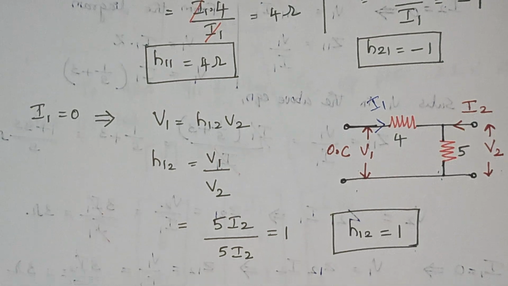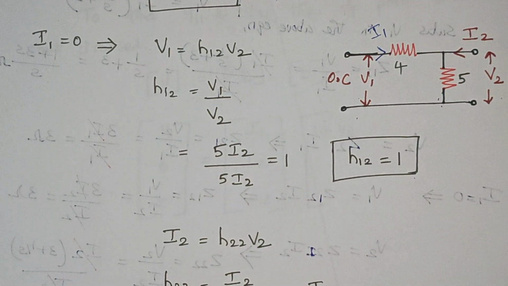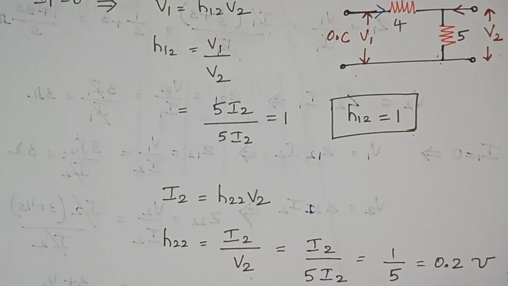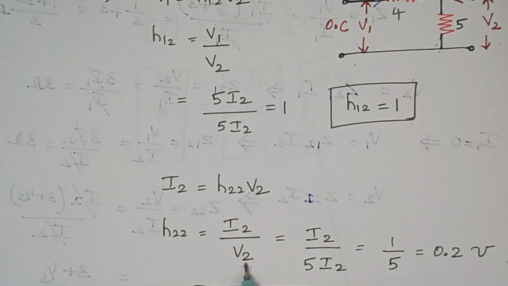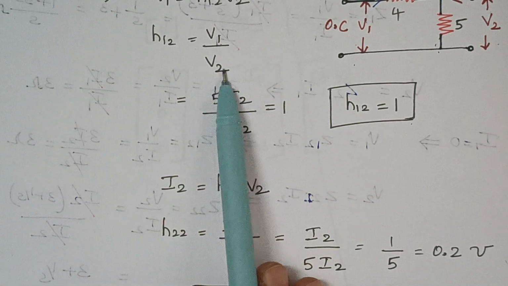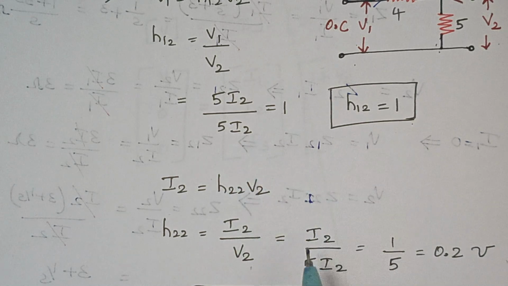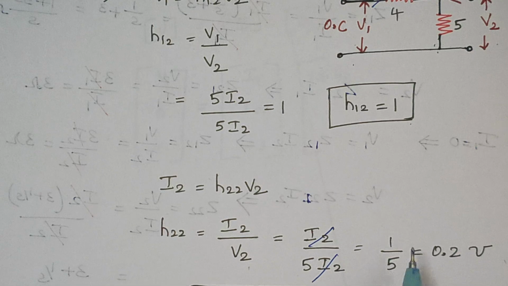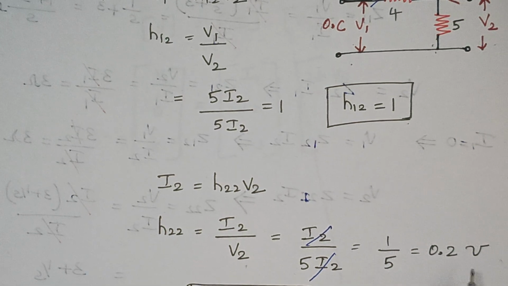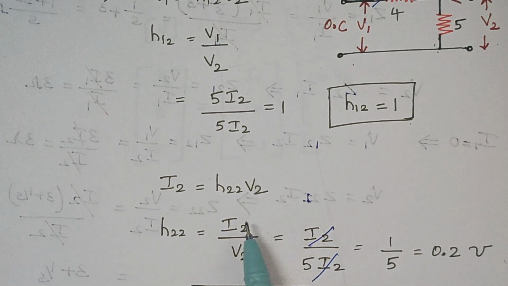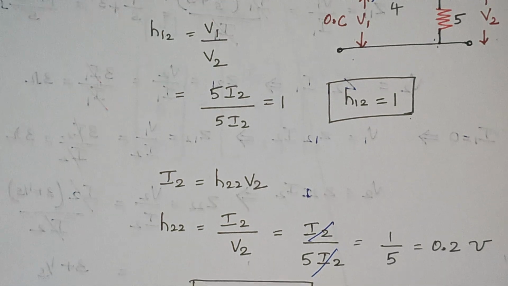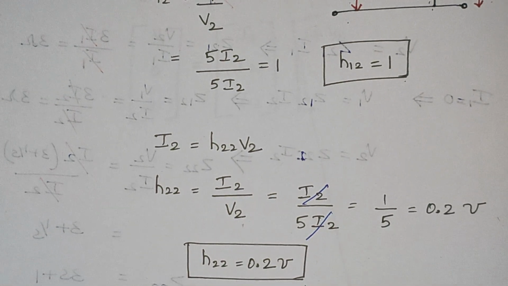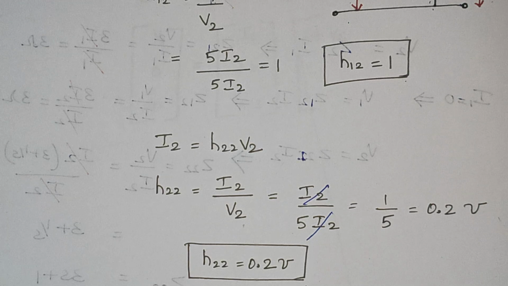Now finally we are going to calculate H22. H22 is given by I2 by V2. What is V2? Just now we have calculated the value of V2 as 5 I2. Just substitute it here. Finally the value of H22 is 1 by 5, which is 0.2 mho, because it is the ratio of current to voltage. So finally the value of H22 is 0.2 mho.